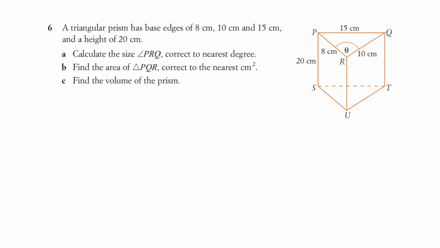Once you find that angle, you can do B because B says find the area of PQR. Okay, to find the area, once we know that, it's an included angle between 8 and 10. So we can use the sine rule, which will be a half times 8 times 10 times the sine of that angle. And of course, the volume of the prism, number C, is that area times the height times 20 will give you that answer.